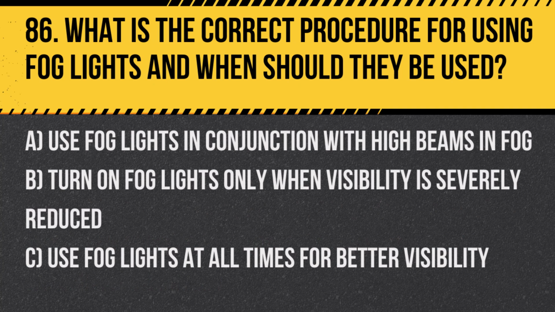Question 86. What is the correct procedure for using fog lights and when should they be used? A. Use fog lights in conjunction with high beams in fog. B. Turn on fog lights only when visibility is severely reduced. C. Use fog lights at all times for better visibility. Answer: B. Turn on fog lights only when visibility is severely reduced. Fog lights are designed to enhance visibility near the ground in foggy conditions.